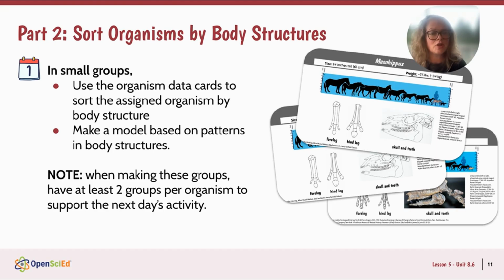In part 2, students are going to be sorting organisms by body structures. This is happening on day 1, and students will be put into small groups and use organism data cards to sort the assigned organism by body structure. Students will be assigned one of 3 different organisms: either the horse, the horseshoe crab, or the whales. Then, once they've done that in their small groups, they'll make a model based on patterns in the body structures. And it is important to note that when you make these groups, have at least 2 groups per organism so that you will be supported and able to facilitate the next day's activity.